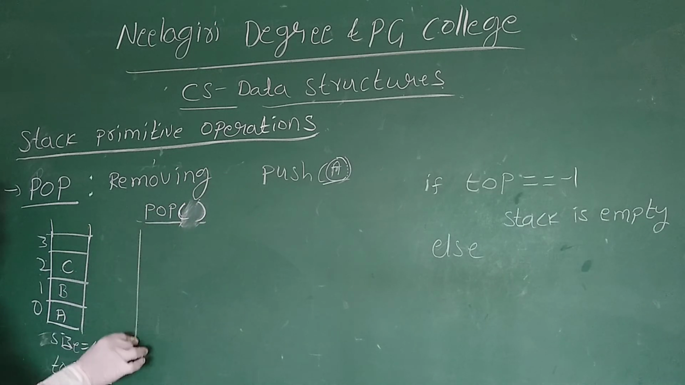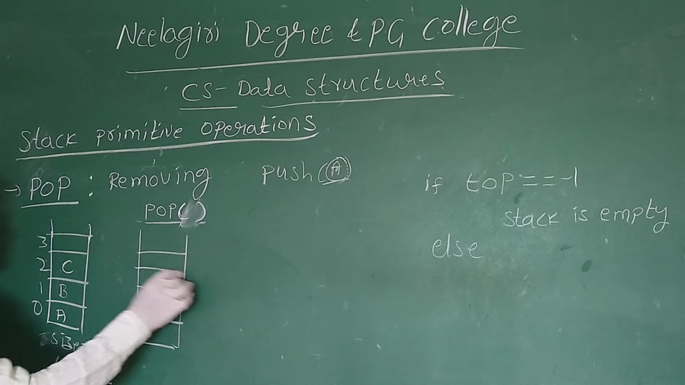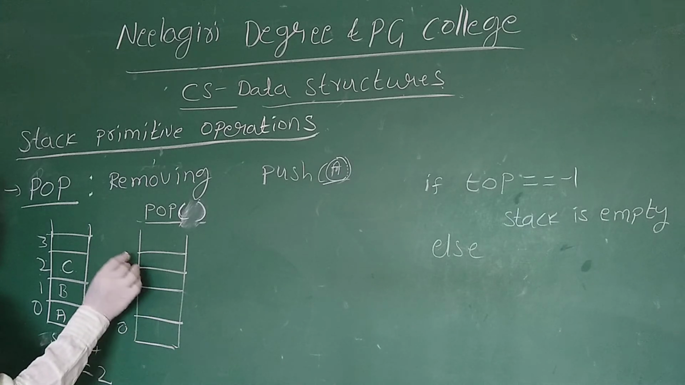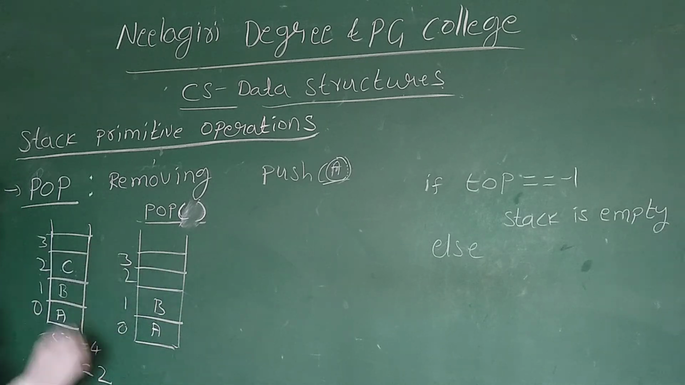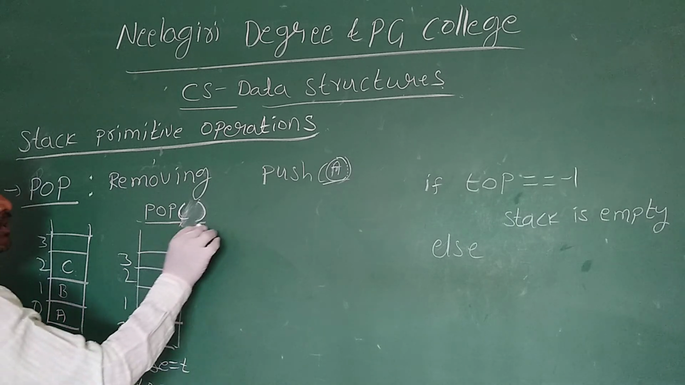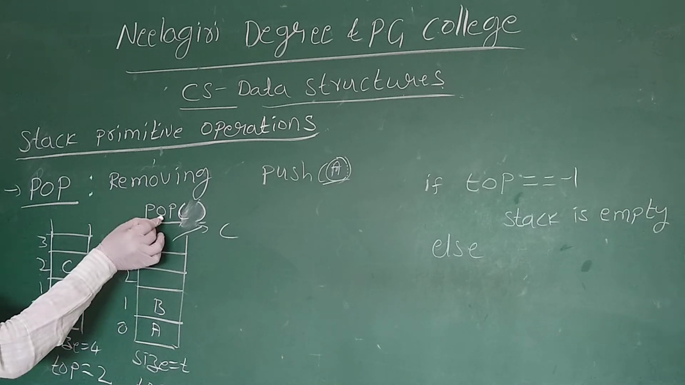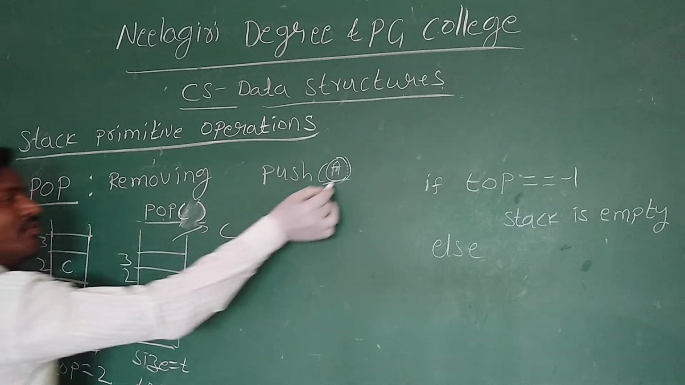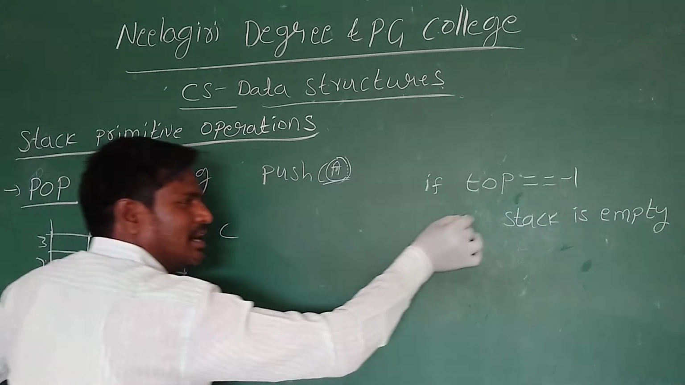Whenever the pop operation is performed, what has to be done? Positions 0, 1, 2, 3. A is here, B is here, C is here. The size is 4. Now what is the top value? 2. After the pop, the top value will be 1 and C will be out. What happened? Whenever we perform the pop operation, first it checks whether the stack is empty. What is the top value? 2. Is 2 equal to minus 1? No. So it is not empty.